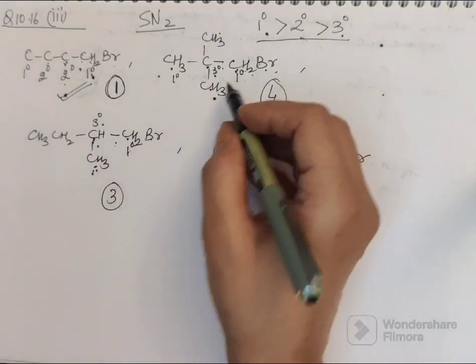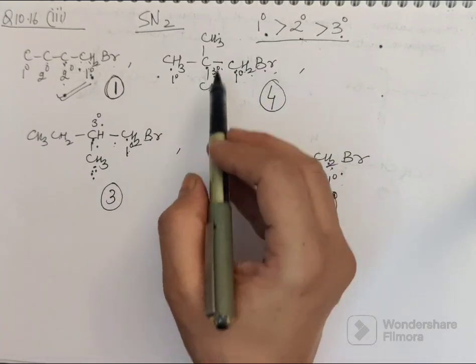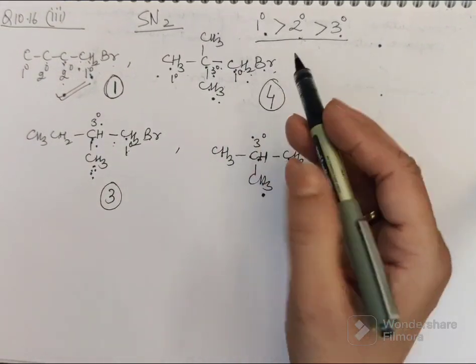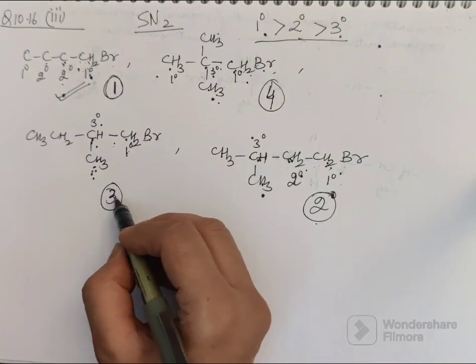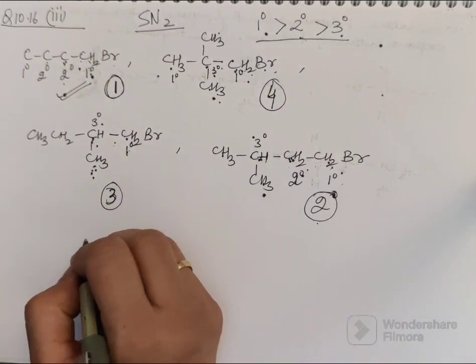Then out of these two, in this second carbon atom has 1 methyl group, in this second carbon atom has 2 methyl groups, so more steric hindrance. So this will be least reactive, this will be number 3. So this is the order of reactivity towards SN2 mechanism.